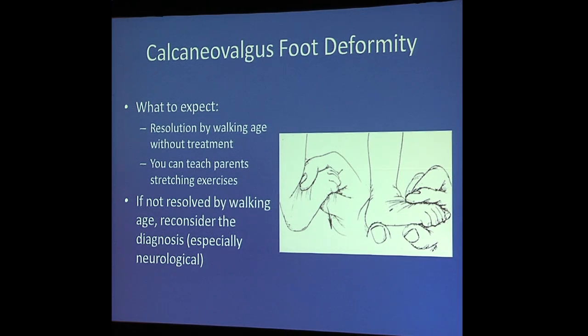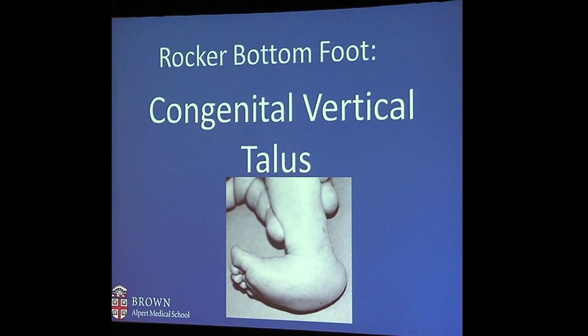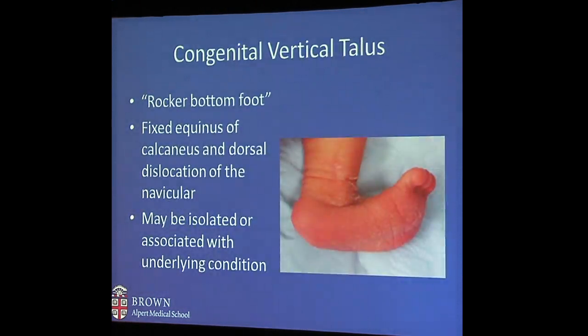If it doesn't go away by walking age, figure out whether or not you have the right diagnosis. Maybe this is neurologic, maybe there's something else going on, all right? Such as congenital vertical talus. So this is not very kind. Who's seen a congenital vertical talus? Anybody? Okay, so not super common, but we certainly see it a fair amount.